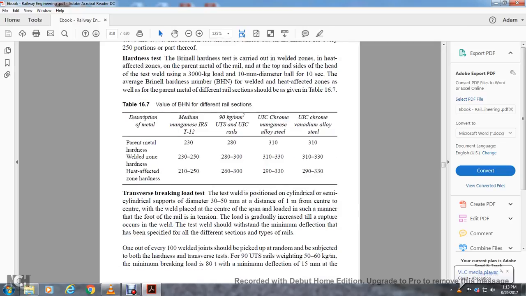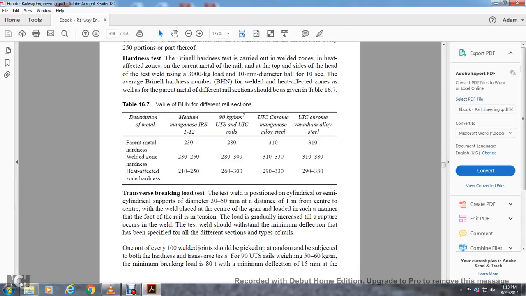Transverse breaking load test. The test weld is positioned on cylindrical or semi-cylindrical supports with a diameter of 30 to 55 millimeters, at a distance of 1 meter from the center, with the welded joint at the center of the span, loaded in the manner of the foot of the rail in tension. The load is gradually increased until the rupture of the weld. The test should withstand the minimum deflection specified for all different sections and types of rails.